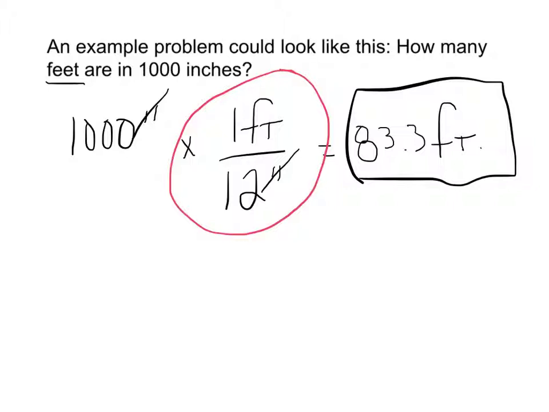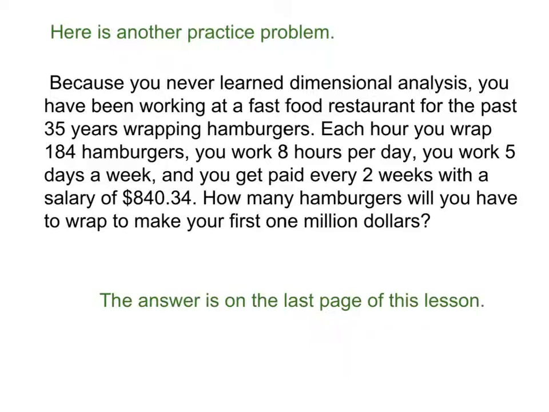Now you're going to sit there and say, well, this is very simple, Mr. Staten. So let's take a look at another. Now here's another one. Because you never learned dimensional analysis well, you have been working at a fast food restaurant for the past 35 years wrapping hamburgers. Each hour you wrap 184 hamburgers. You work 8 hours per day. You work 5 days per week, and you get paid every 2 weeks with a salary of $840.34. How many hamburgers will you have to wrap to make your first $1 million?